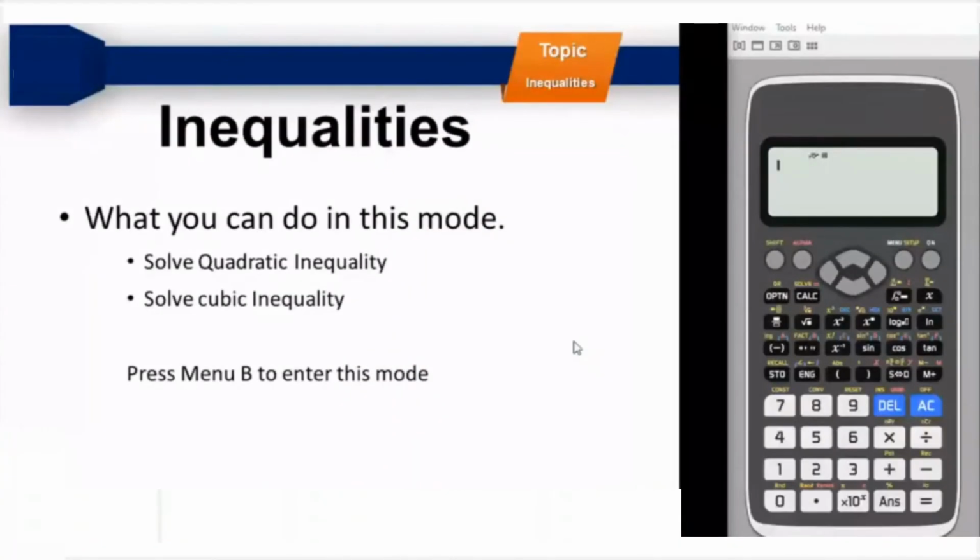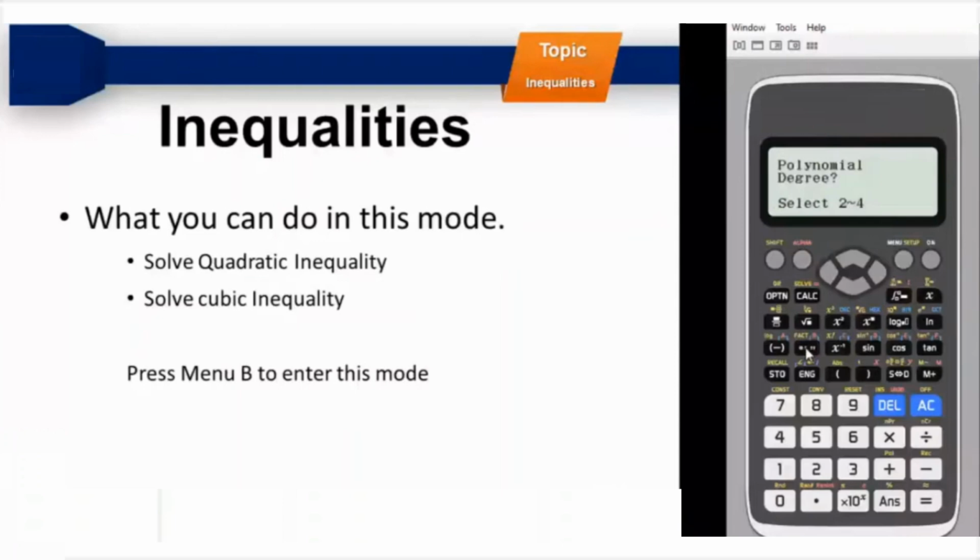There are always a few questions in add math and in A-level math in which you have to solve quadratic inequalities and cubic inequalities. So it's very relevant for all such teachers and students. In order to enter into the inequality mode, you have to press menu and you have to press B. If you observe, B is here where my cursor is with red, it's written B. So you press menu and you press B.